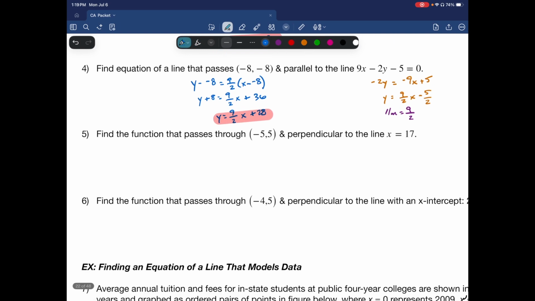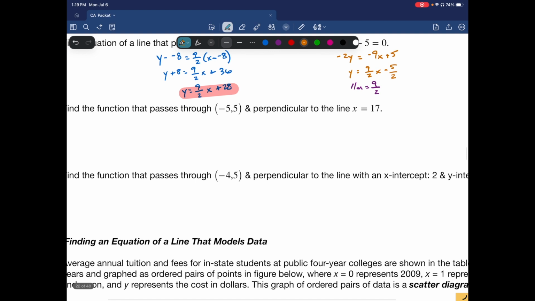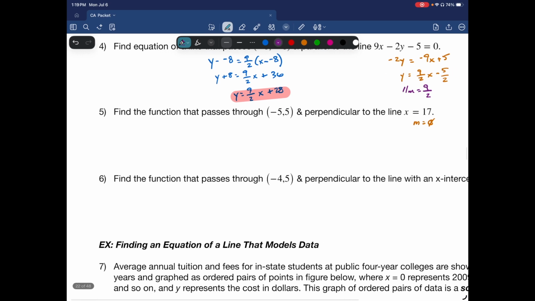Number 5 can be tricky if you're not paying attention. All right. So it says find the function that passes through this point and perpendicular to the line x equals 17. Well, x equals 17 is a vertical line which has a slope of undefined. A horizontal line and a vertical line are perpendicular to each other. So if you have a slope that's undefined, the reciprocal of that is going to be 0. So my perpendicular slope is going to be 0.